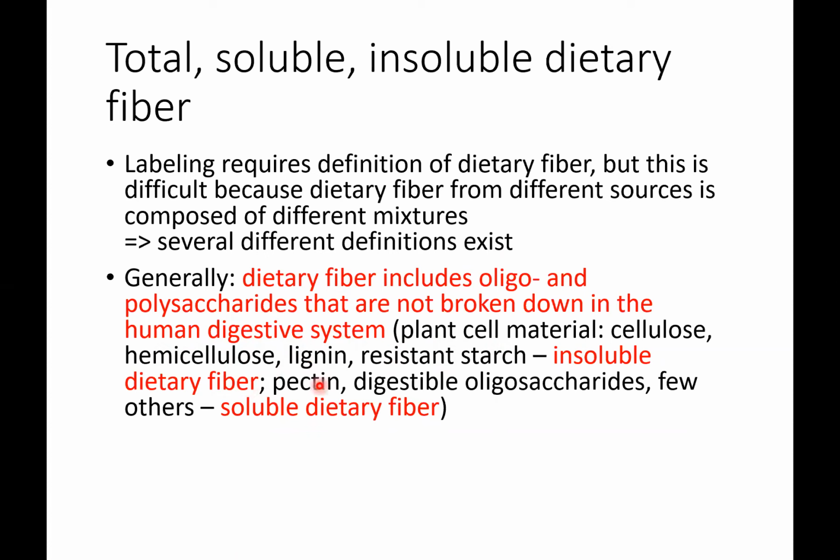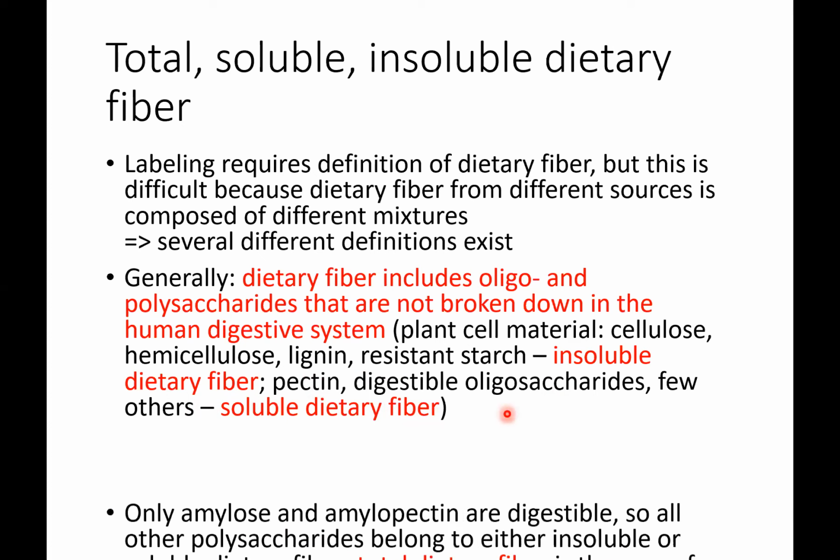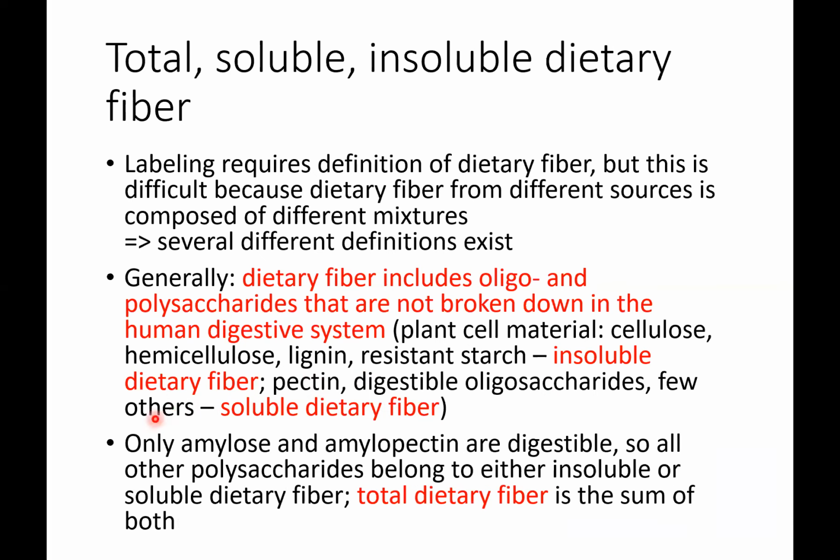And then pectin, digestible oligosaccharides, and a few others are soluble dietary fiber. And amylose and amylopectin are digestible. That's basically the only ones that are digestible. So all other polysaccharides belong to either insoluble or soluble dietary fiber, and the total dietary fiber is the sum of both. You just add it up.